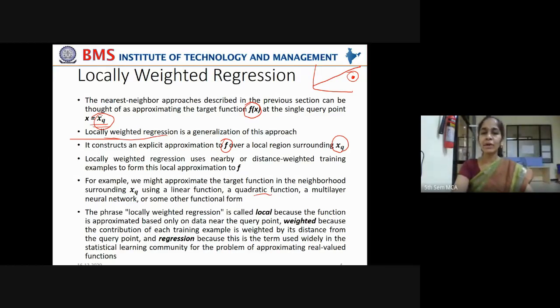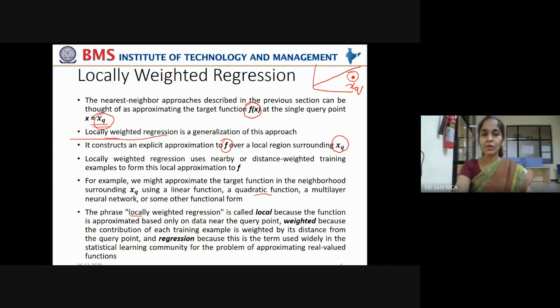So you are trying to approximate a target function in the neighborhood of the new instance XQ, using a linear function, or a quadratic function having some polynomial expression like ax square plus bx plus c, or a multi-layer neural network or any other functional form. Okay, let us take that as an example.